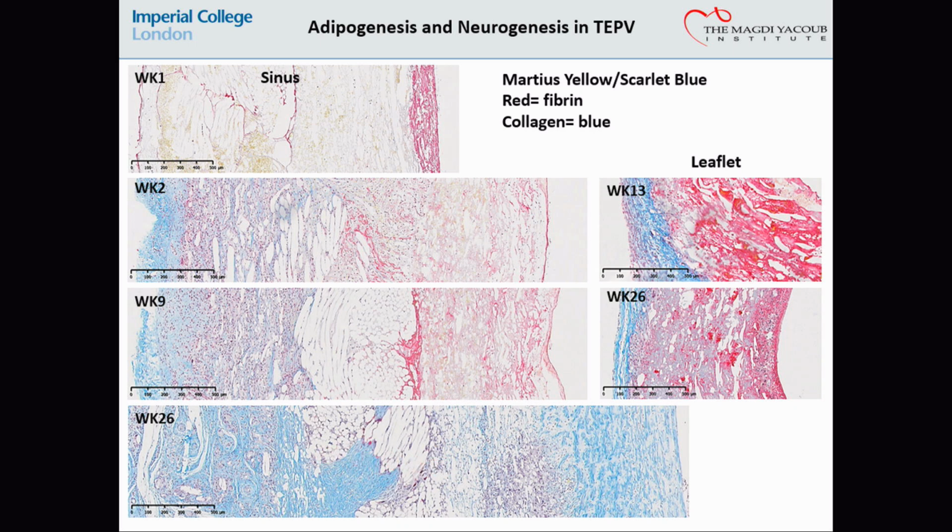It's a similar situation in the leaflet. So this was the sinus. This is the leaflet. By week 13, you see a maximal expression of fibrin, and by week 26, it is beginning to resolve, but it hasn't completely resolved as it has in the sinus. So there's still remnants of fibrin in our scaffold by week 26.